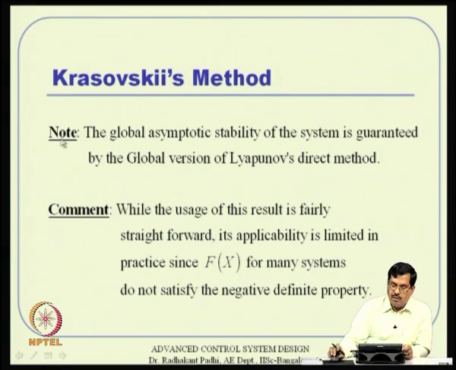So, obviously a thing to note here is that the global asymptotic stability of the system is guaranteed by the global version of Lyapunov's direct method. While the usage of this result is fairly straightforward, its applicability is limited in practice, since this big F of x for many systems does not satisfy the negative definite property. That is what I told in the beginning also.